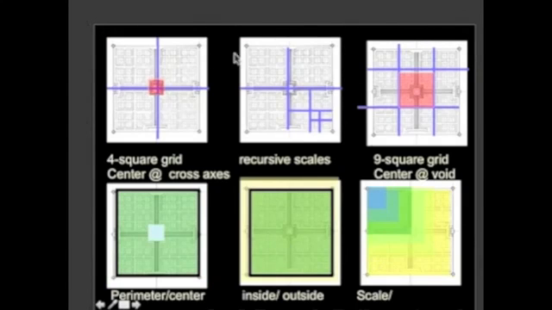And you get all these kind of interesting scaling relationships, recursive scales. Recursive means that the same thing is reiterated again and again in more densely nesting scales, and so forth. We get the 9 square grid with a center at the void. We get the 4 square grid with a point at the void. We get the idea of the inside, the idea of the outside, and changing scale.